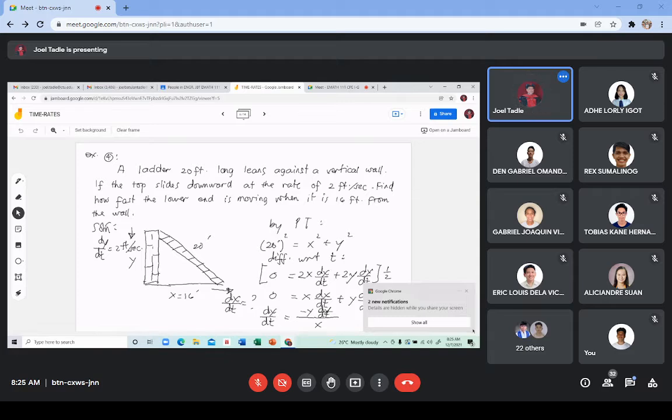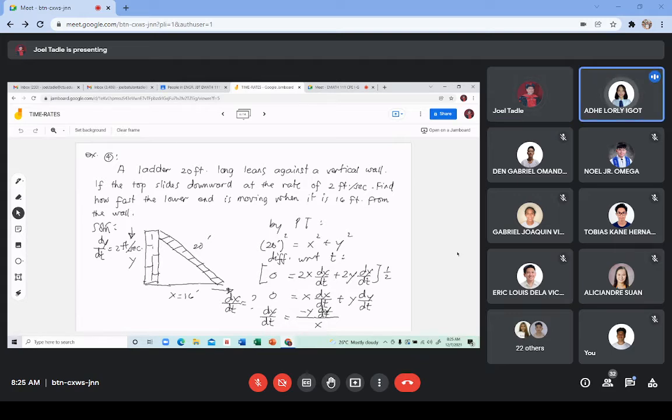Okay, so Adelorly, what is asked in the problem? How fast the lower end is moving when it is 16 feet from the wall. Okay, so ang gipangita kay how fast the lower end is moving when it is 16 feet from the wall.